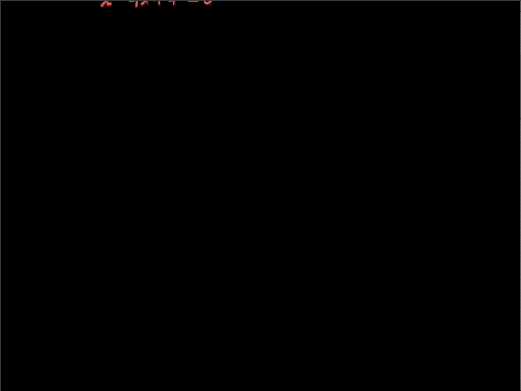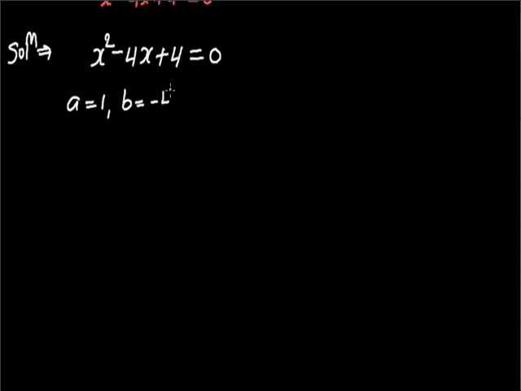So now let us come to the solution of this question. First of all, let us write the equation x square minus 4x plus 4 is equal to 0. Now if we compare this equation with the standard quadratic equation, the coefficient of x square is 1, so the value of a comes out to be 1. The value of b is minus 4, that is the coefficient of x. And the value of c, the constant term, is 4. So in this way we have found the values of a, b and c.